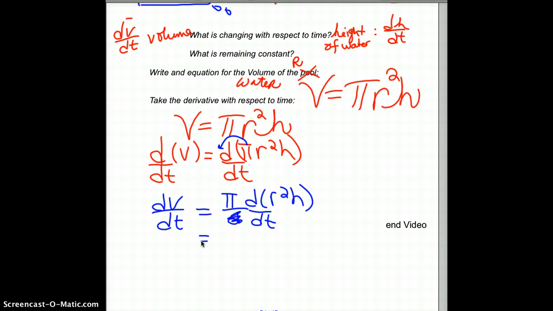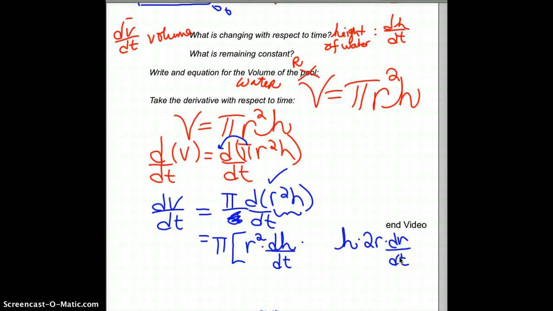Now, on the right-hand side, I've got a product rule going on here. It's r squared times h, plus it's going to be a chain rule. So watch how this works. I've got pi. I do first function, r squared, times the derivative of the second function, which we'd say is dh dt, plus I've got the second function, which is h, times the derivative of the first function, which would be 2r, but then I have to do dr dt. It's a chain rule, like when you did implicit.